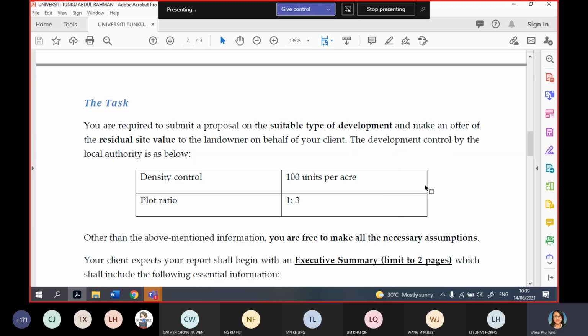This is the requirement of this assignment. You have to follow. If you choose to use density control, you use 100 units per acre. If you choose plot ratio, 1:3. I don't want to see 1 to 5, 1 to 6, 80 per acre and so on. I just want these two.